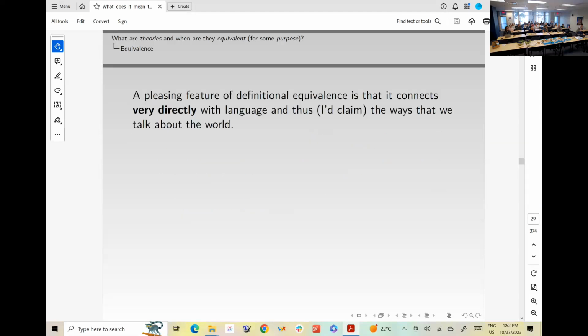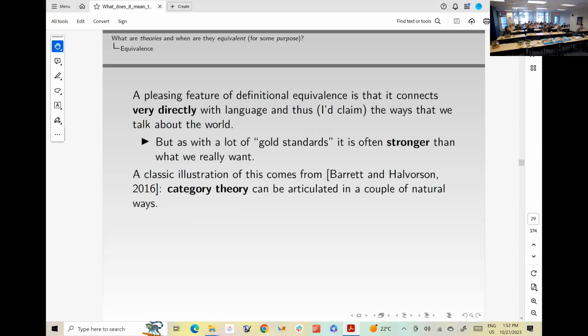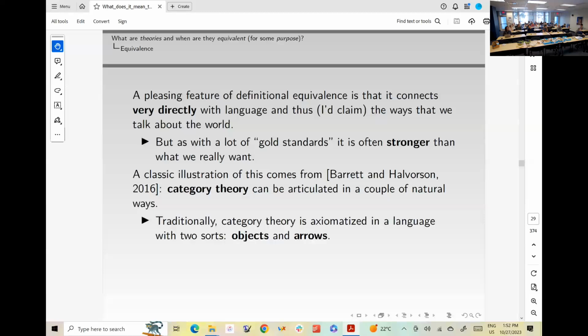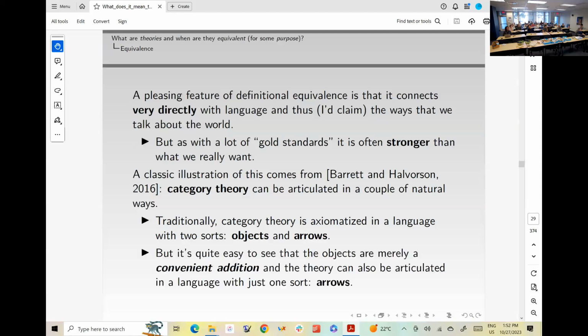Okay, so a pleasing feature of definitional equivalence is that it connects very directly with language and the ways that we talk about the world. But as with a lot of gold standards, it's often stronger than what we really want. Here's a classic example of this from Thomas and Hans. Category theory can be articulated in a couple of standard ways. One way we can do it is to axiomatize in a language with two sorts, objects and arrows. But it's quite easy to see that the object sort is merely a convenient addition to the theory, and it can actually be articulated with one sort, just using the arrows.